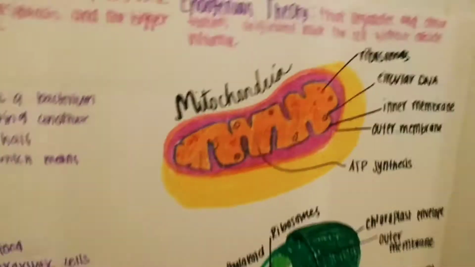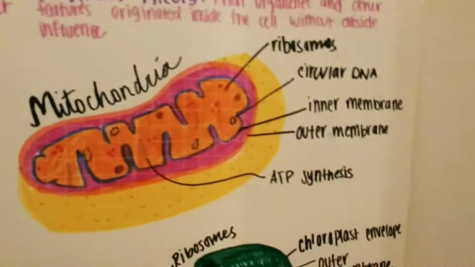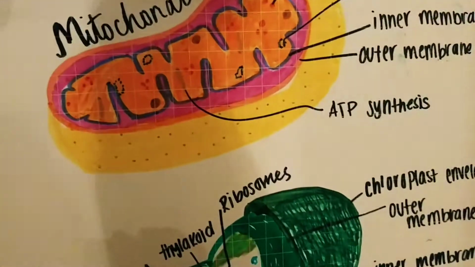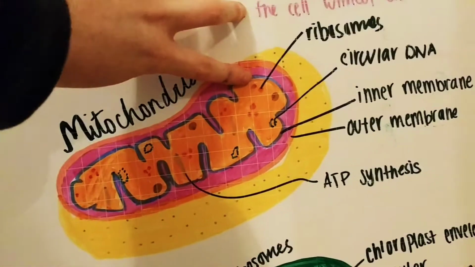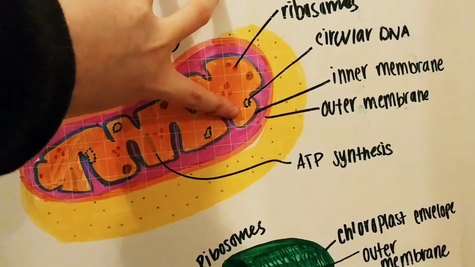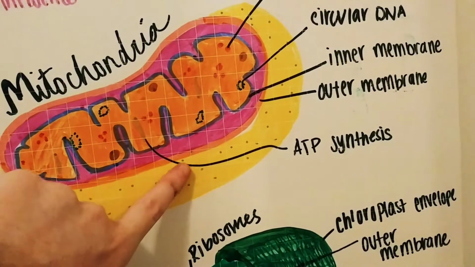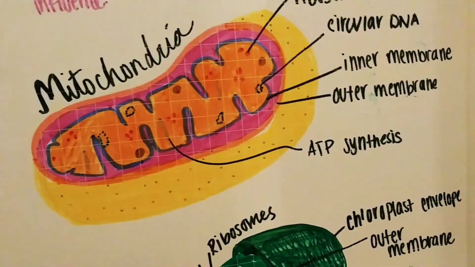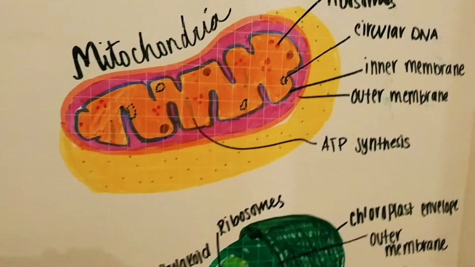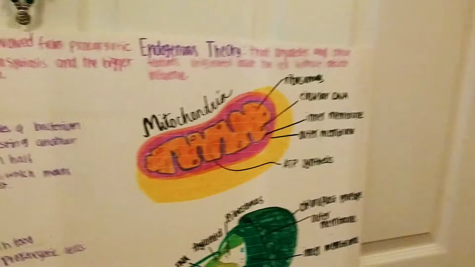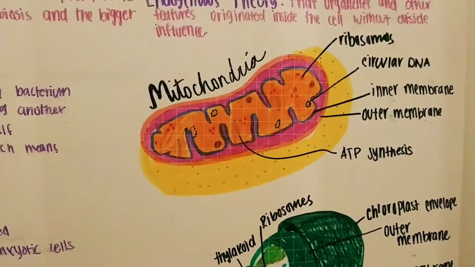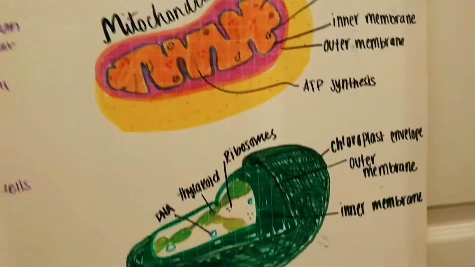Now, so here we have the mitochondria, and we have its ribosomes, which are in the red, the circular DNA, its inner membrane, which is the blue, and its outer membrane, which is the orange/yellow. And it has its own ATP synthesis so that it's able to breathe. For that, oxygen wasn't very popular.